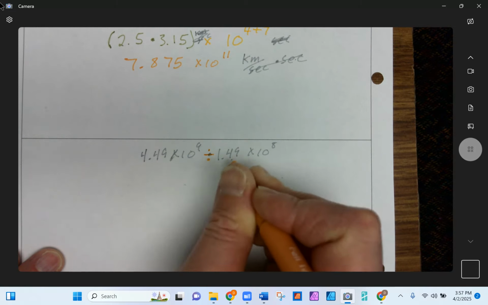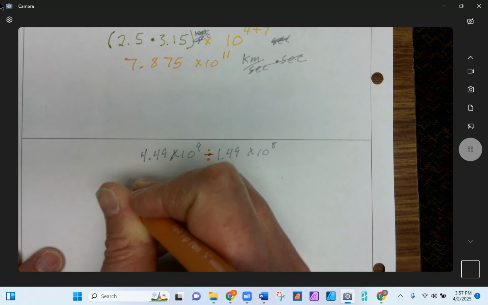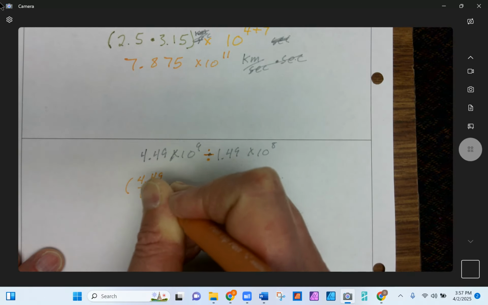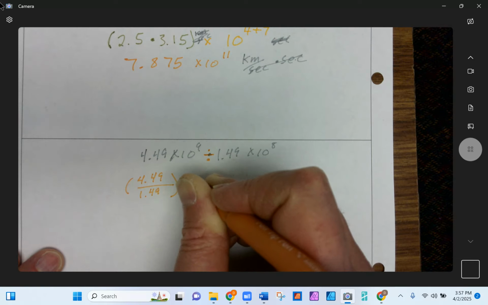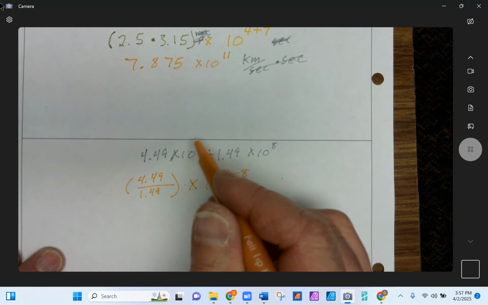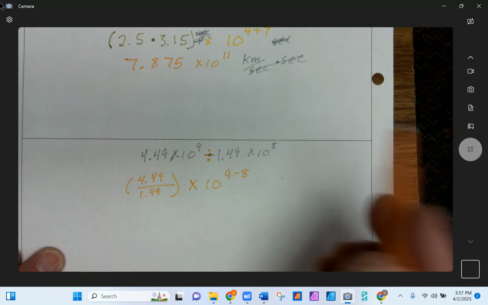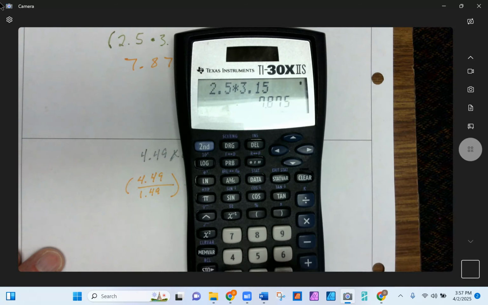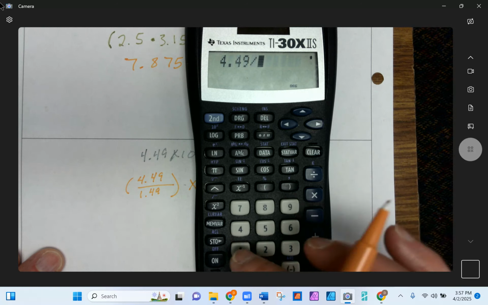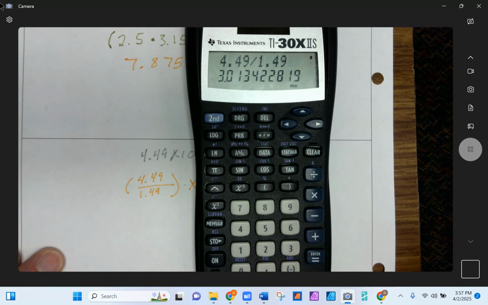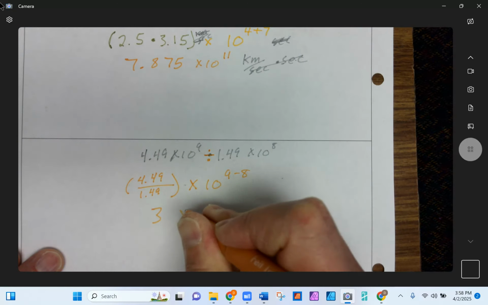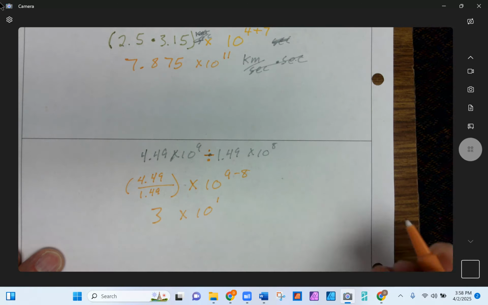So we're going to take our numbers out front, our a values, and we're going to say 4.49 divided by 1.49 times 10 to the power of 9 minus 8, right? When we're dividing exponential expressions with the same base, you subtract your exponents. So then we do that 4.49 divided by 1.49 gives us 3.01. We will actually just round that to 3, okay? So we end up with 3 times 10 to the power of 9 minus 8 is 1.